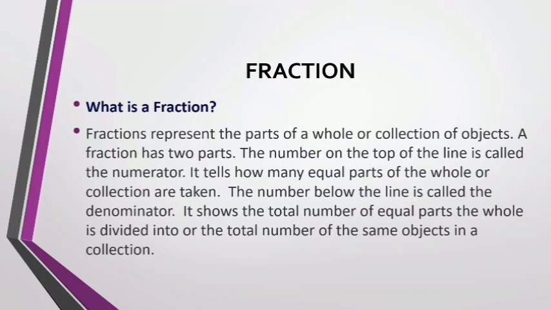Now, how many parts of a fraction do we have? Two parts of a fraction we have, the denominator and the numerator. The upper part of the fraction is called the numerator and the bottom part is called the denominator. And the line in between is called the division line or the fraction line.